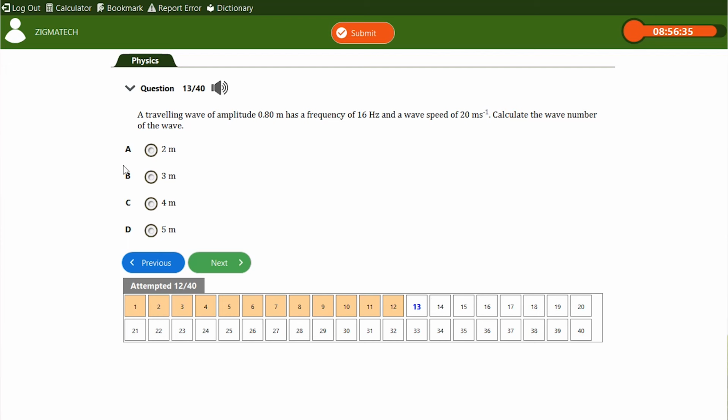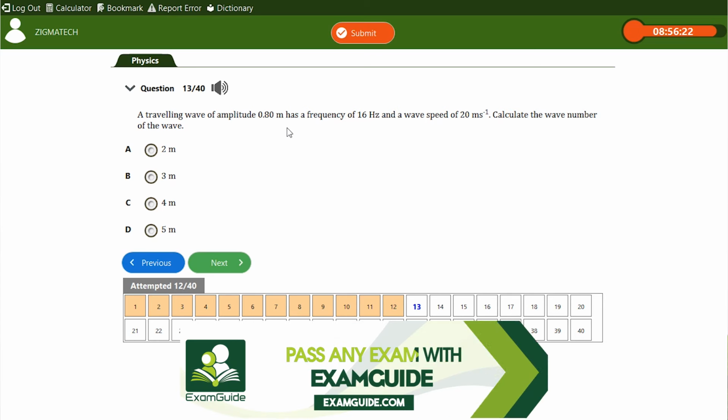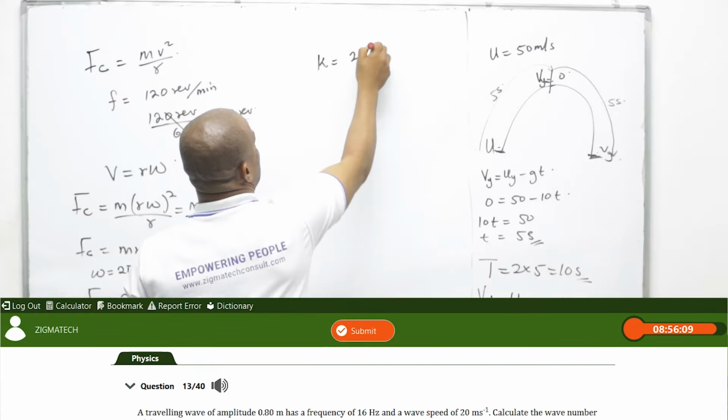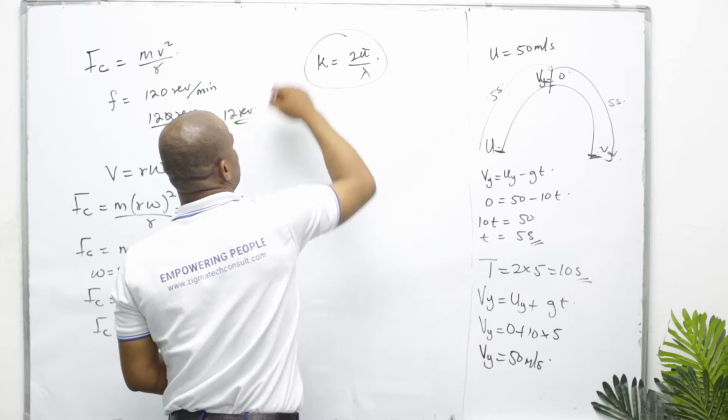So let's go to number 13. A traveling wave of amplitude 0.8 meter has a frequency of 16 Hz and a wave speed of 20. Calculate the wave number. Alright, when we talk about wave number, we have k, which is 2 pi all over lambda, is given as wave number.